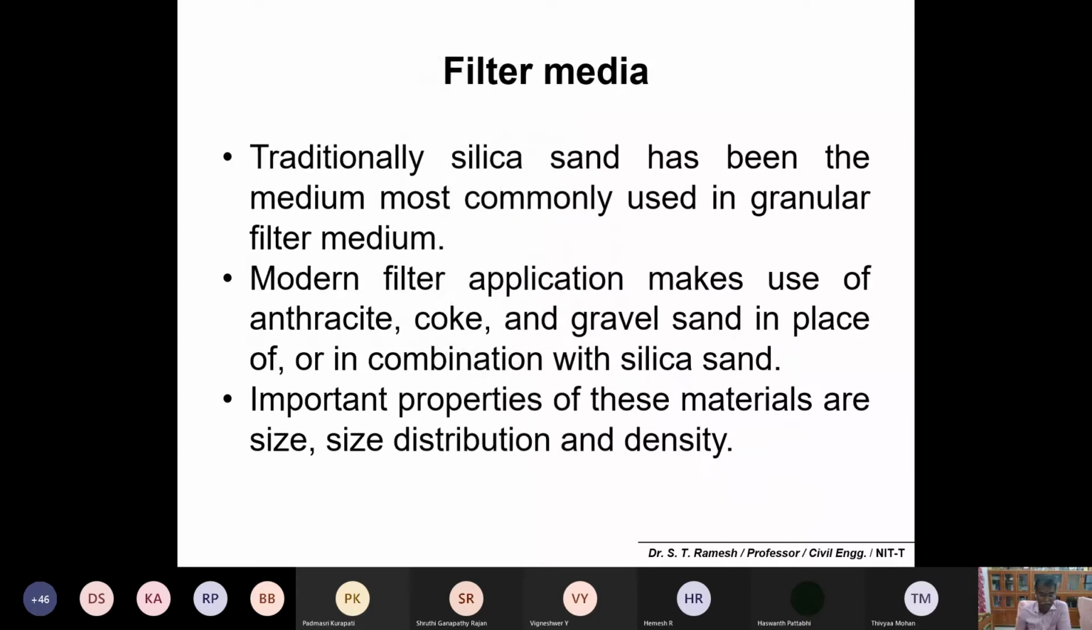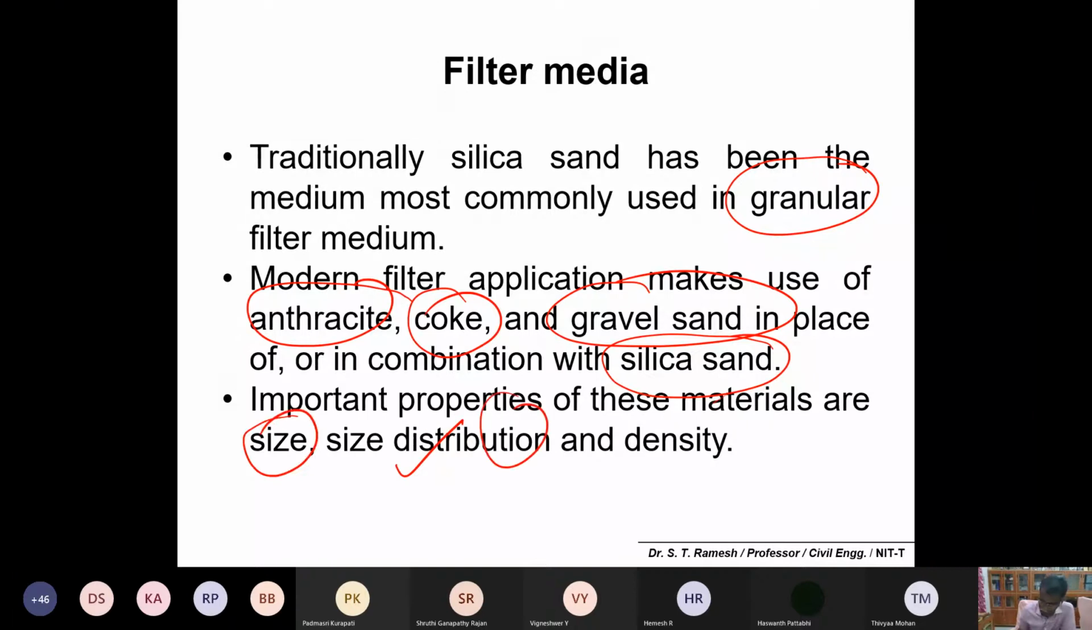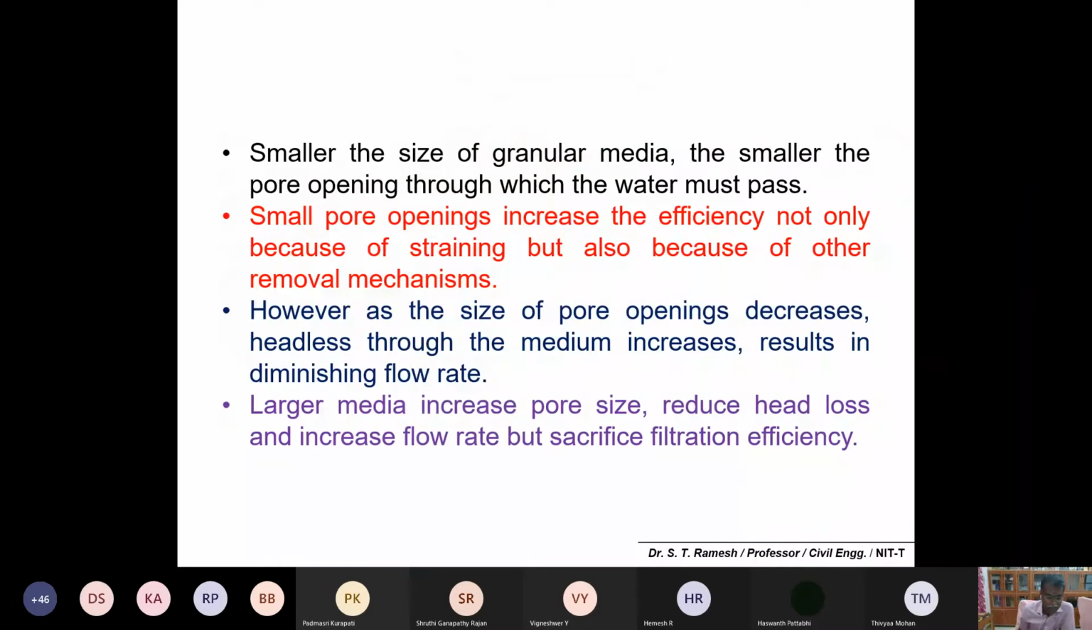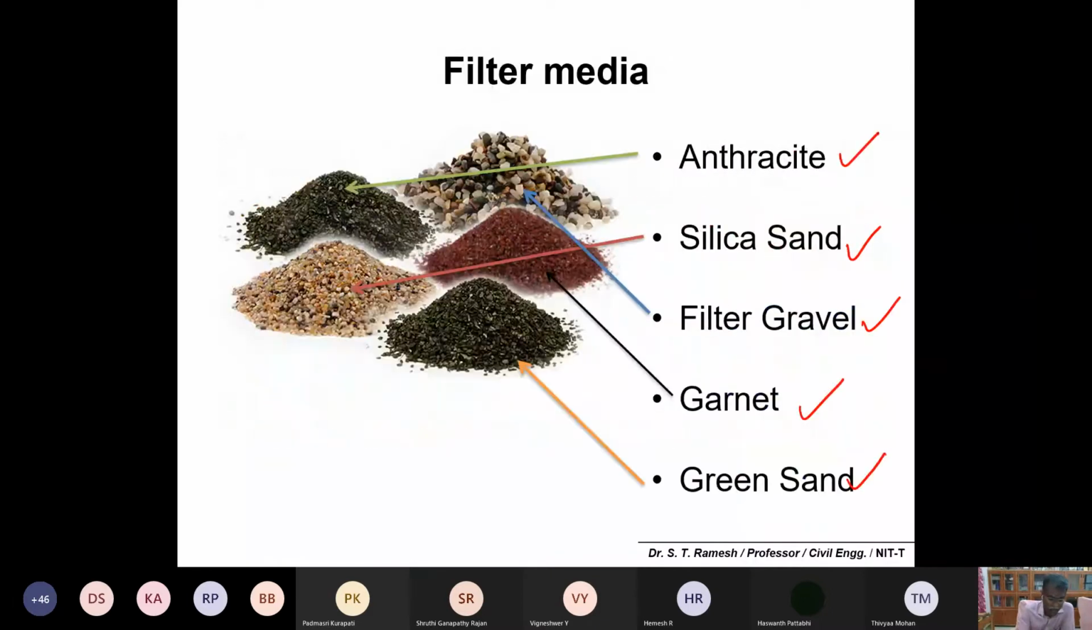And for filter media, many filter media are used, predominantly granular medium, and they may use anthracite, coke, or gravel sand in place of silica or in combination with silica sand. These properties are very important: the size of the material, the size distribution, and the density of the material. Predominantly they may use silica sand, anthracite coal, filter gravel, carbonate sand, and also green sand for different layers. And the media selection is very important.